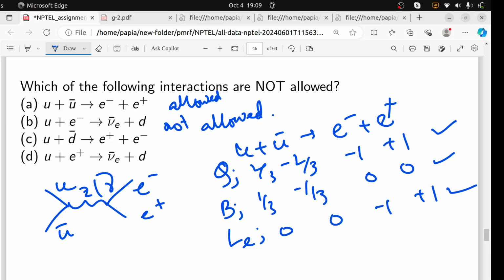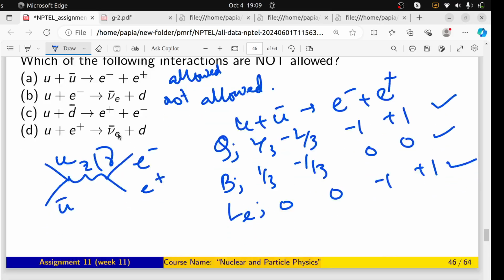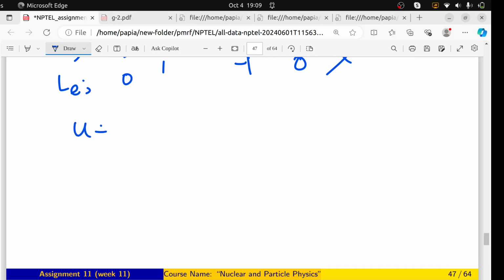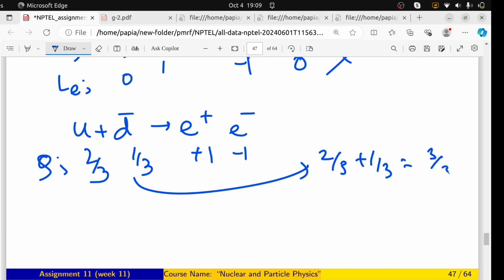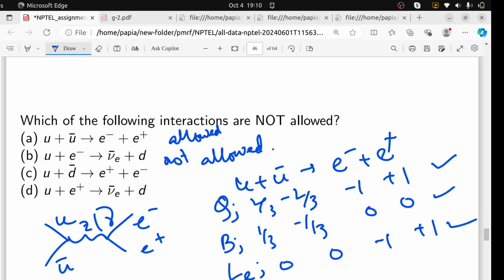Now coming to the next question. U d bar going to e plus e minus. Check Q: 2 by 3. D was minus 1 by 3, so D bar is 1 by 3, and it is plus 1 minus 1. But you can see that 2 by 3 plus 1 by 3 is coming as 3 by 3, which is 1. So delta Q is not equal to 0. As charge is not conserved, that is not going to happen. So not allowed.